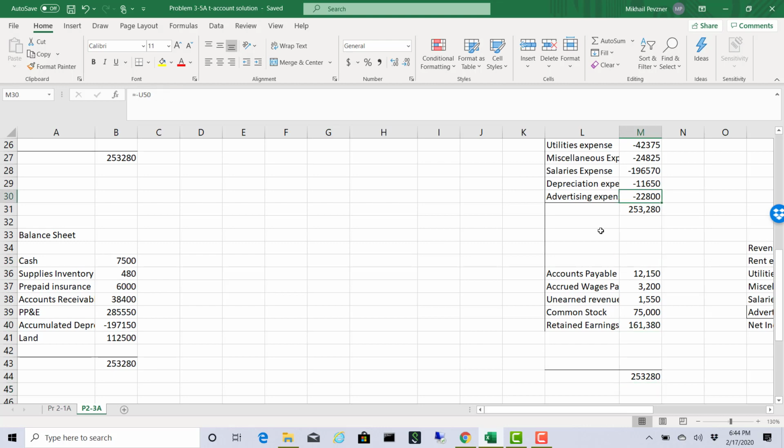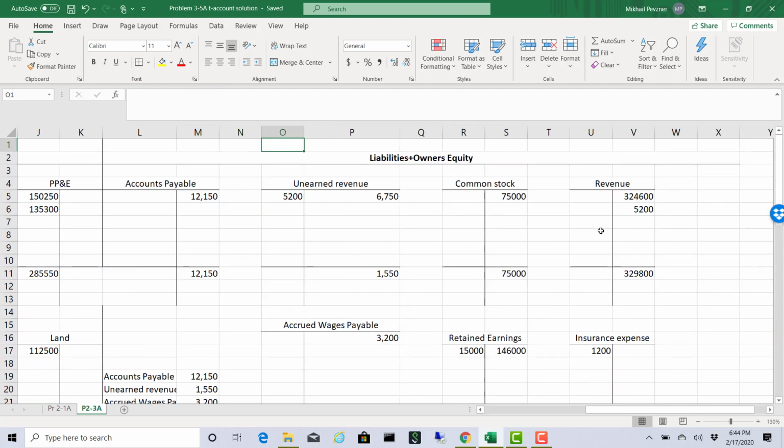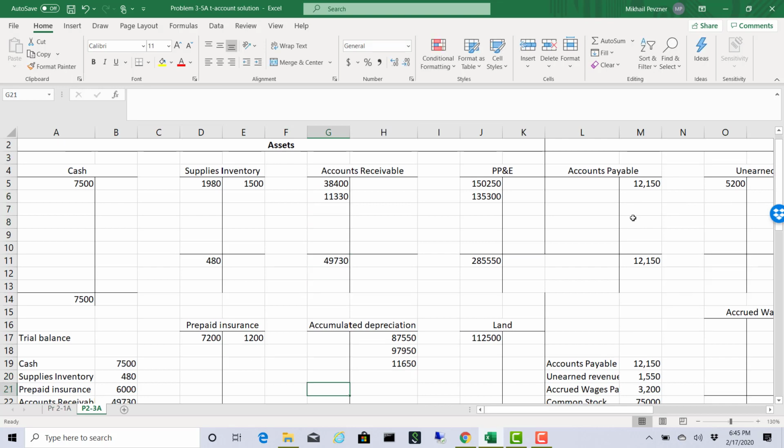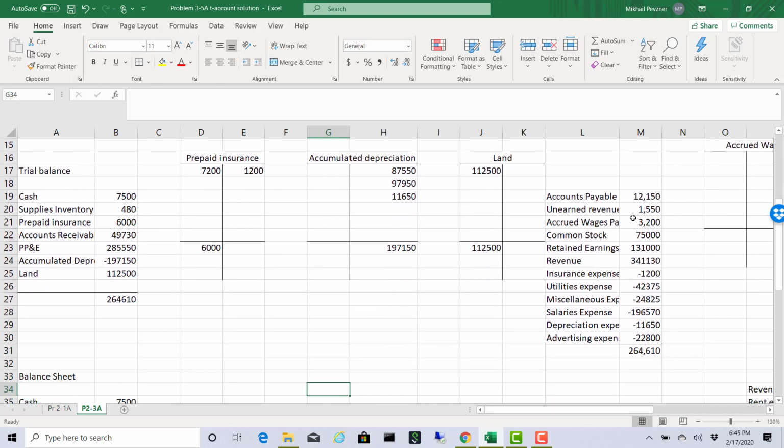And finally, it says fees earned but unbilled, meaning you've got revenue, but you didn't send the invoices out, meaning you didn't record it. You sold stuff, but you didn't record it, was 11,330. So it's a credit to revenue, 11,330, but the debit goes to which account? Accounts receivable, 11,330. And that's it.